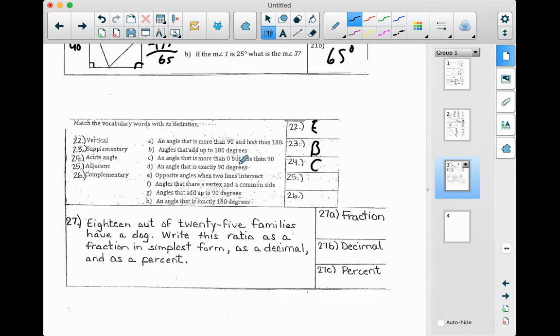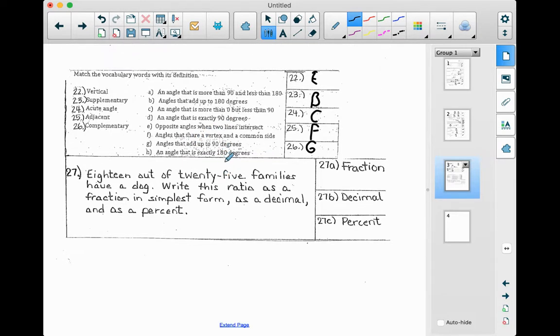And adjacent are angles that are next to each other. They have a vertex and a common side, so that's F. And complementary, again, those are angles that add up to 90 degrees, which is G. It is not one angle that's 90 degrees. That would be a right angle. Complementary are multiple angles that add up to 90, so look for that add up to.